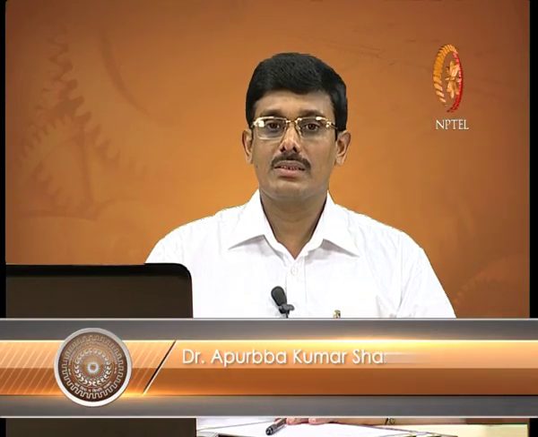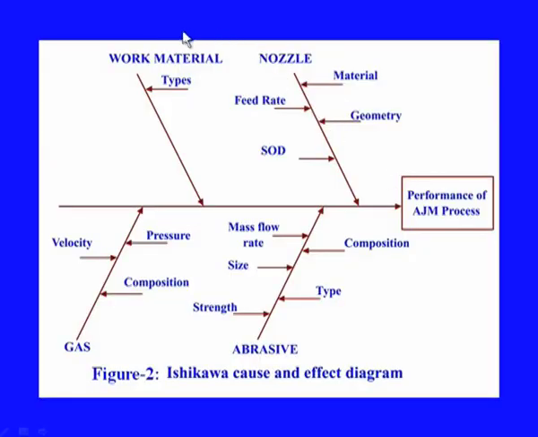The process parameters in abrasive jet machining can be grouped into 4 major categories. As usual, an Ishikawa cause and effect diagram is constructed, and it depicts the effect of various process parameters on the accuracy and quality of the machined products by the abrasive jet machining process. Here, these 4 categories are like work material based parameter, that is mostly the type of the work material, which is basically a brittle material.